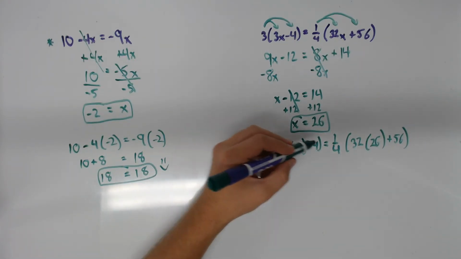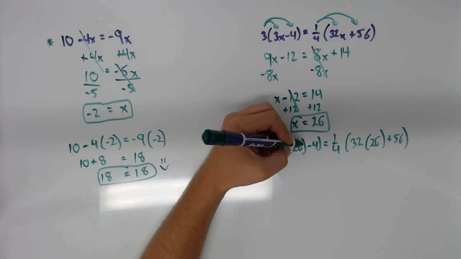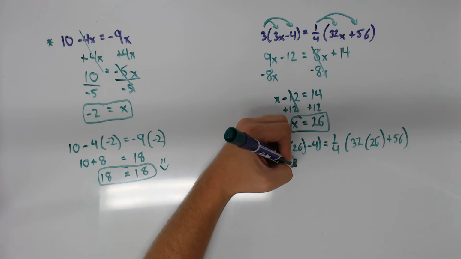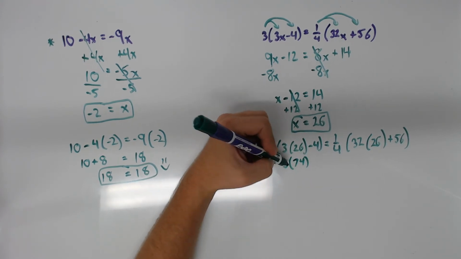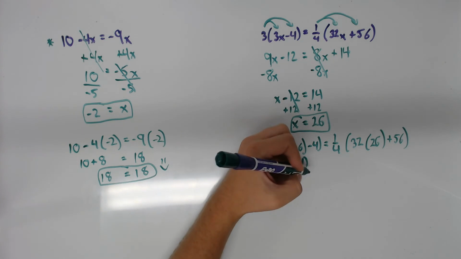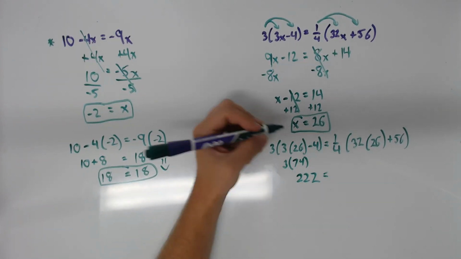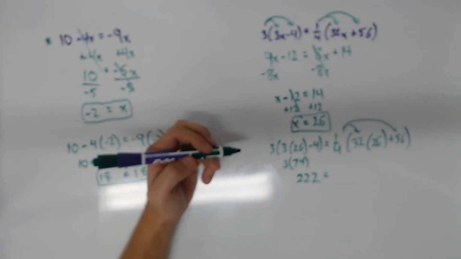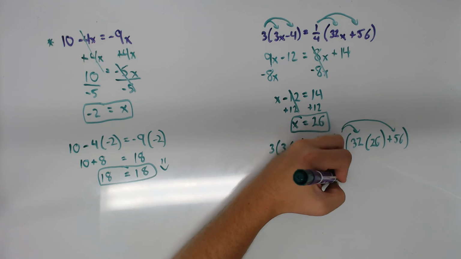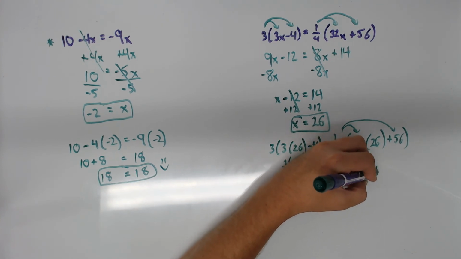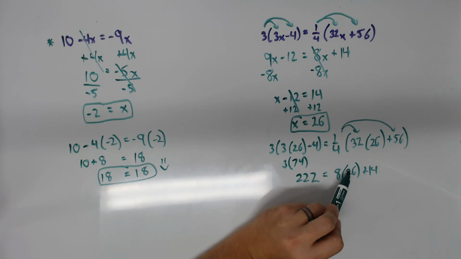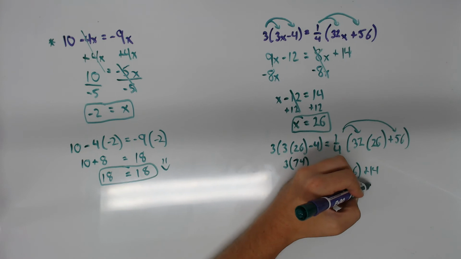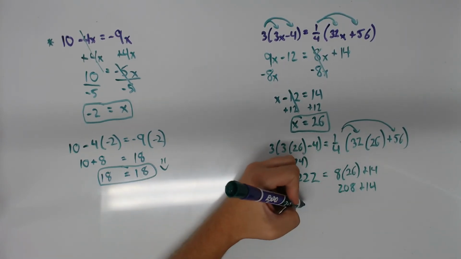now I'm gonna do a little strategy over here. But this side, first off, 3 times 26 is 78, minus 4 is 74, times 3 is 222. Now I'm going to do my distributive property first, just like I did up here when I was solving. So it's going to be 8 times 26 plus 14. So 8 times 26, that's 160 plus 48, that's 208.